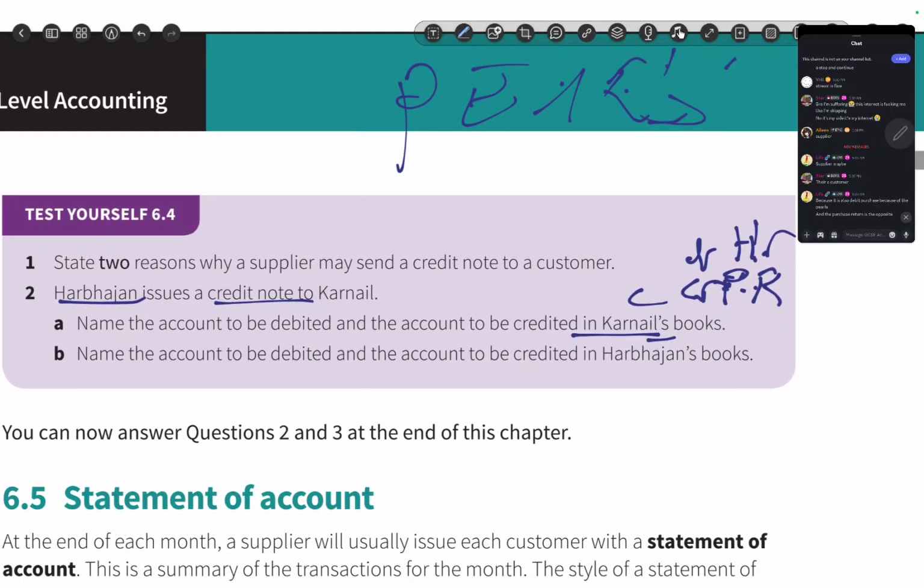Name the account to be debited and the account to be credited in Harbajan's books. So this guy is our supplier again, and he sold goods, but now he's issuing a credit note. So he's having sales returns, okay? And sales returns will be debited and the customer will be credited.